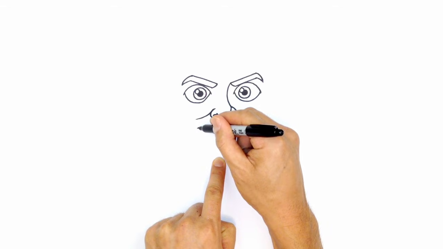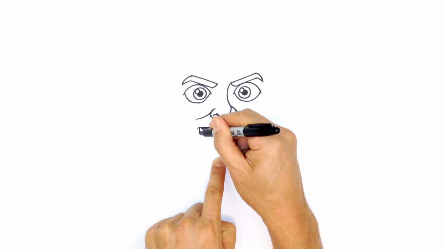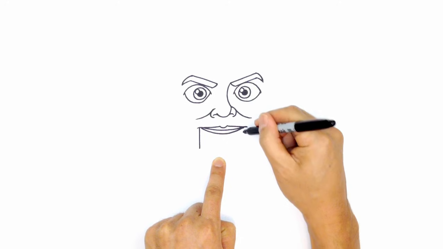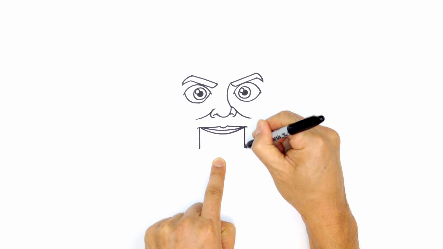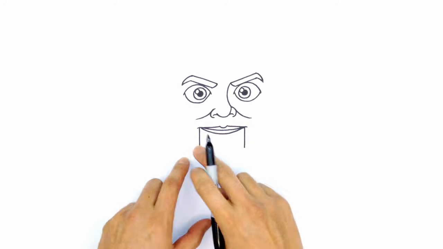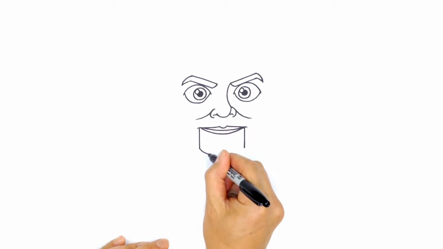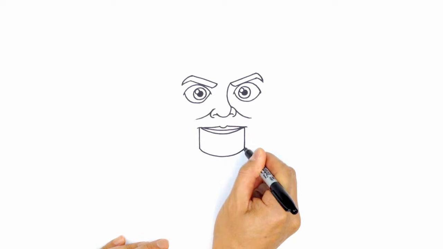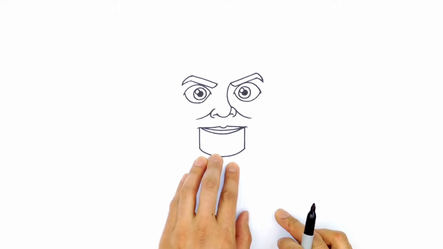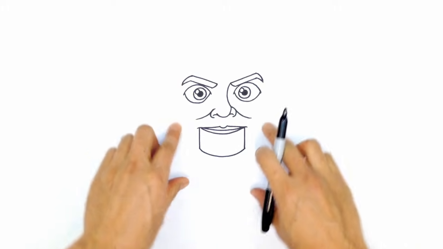So just on the inside left of this mouth, I'm just going to draw a straight line coming down, right about there. Draw one on the right side as well. Now we're going to connect these two with a curve. This is for the chin. Coming down.